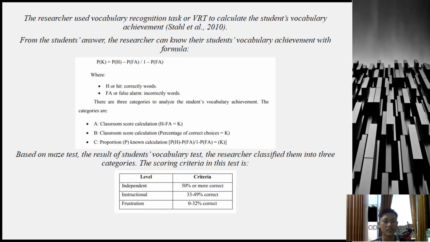Based on the math test, the result of the students' vocabulary test, the researcher classified them into three categories with the scoring criteria in this test: independent is 50% or more correct, instructional is 30 to 49% correct, and the first session is 0 to 32% correct.